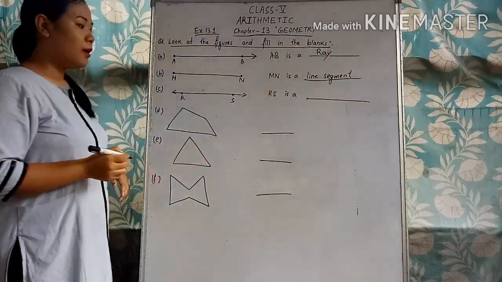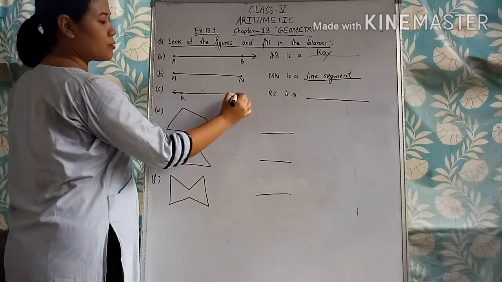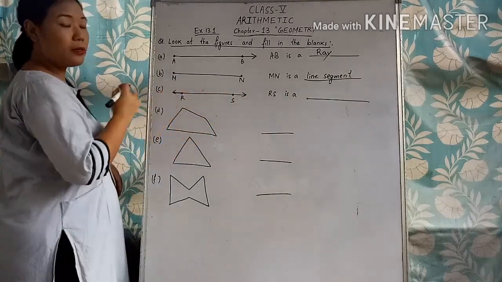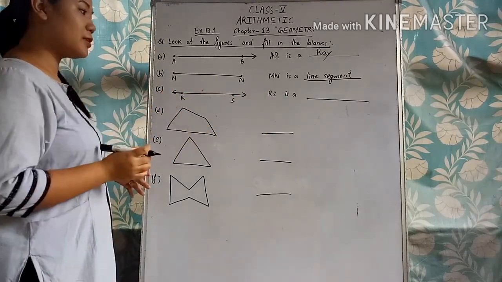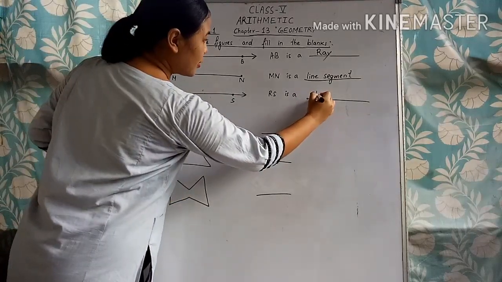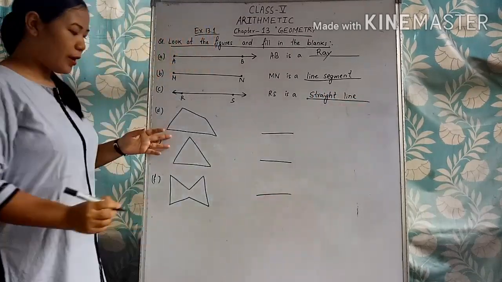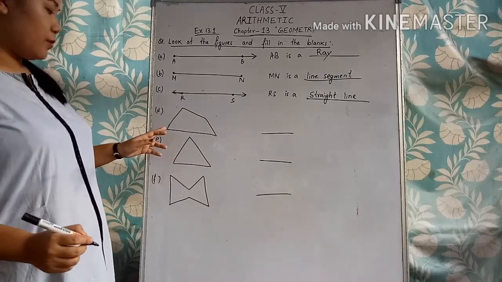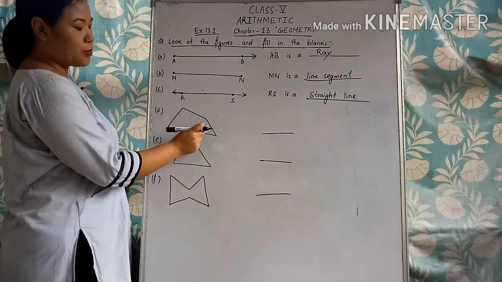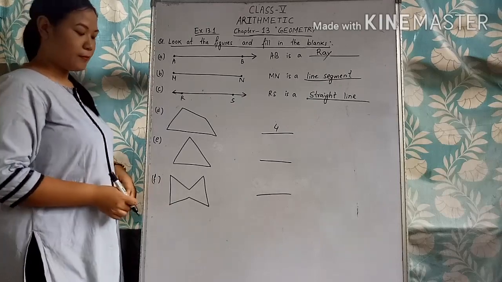Next, RS. See here, it does not have any end point. The line goes on and on. This arrow indicates that the line can go on and on. So it does not have a fixed length. So RS is a, anyone? It is a straight line. Now here you have to count how many line segments there are in this figure. 1, 2, 3, 4. So the rest, E and F, you do it by yourself.